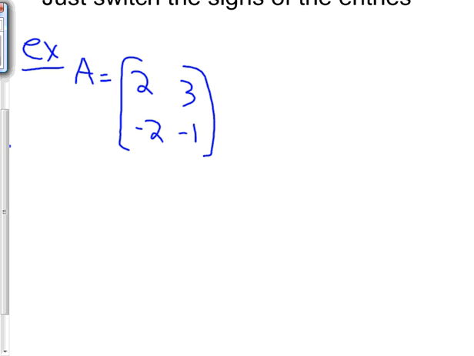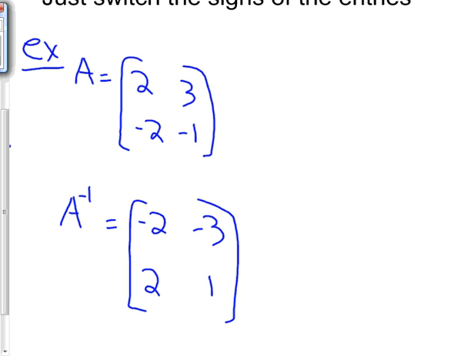If I have a matrix A with 2, 3, negative 2, negative 1, what is the additive inverse of that equal to? Negative 2, negative 3, 2, and 1. So all we do is switch the signs.